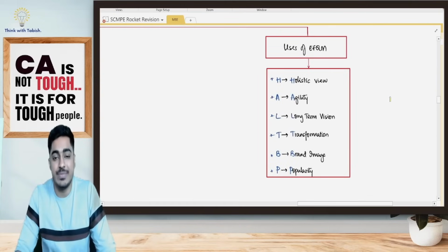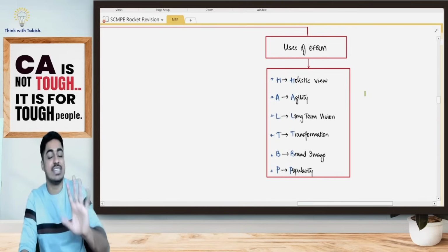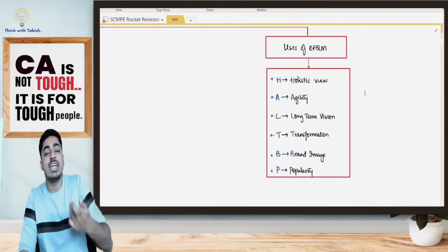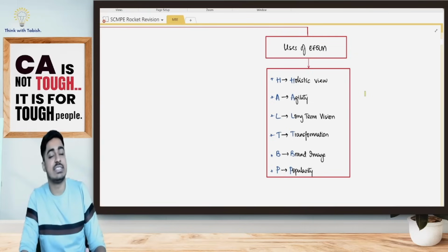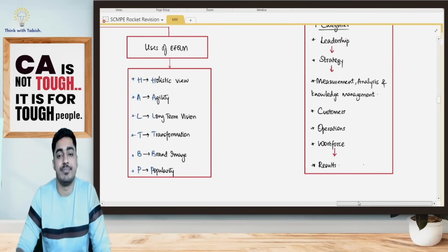Uses of EFQM. Again, we are giving you a simple mnemonic. HALT. If you work on brand image, you will be getting popularity. H stands for holistic view. A stands for agility, preparedness for change. L gives a long-term vision. A, transformation. B, brand image as well as popularity.